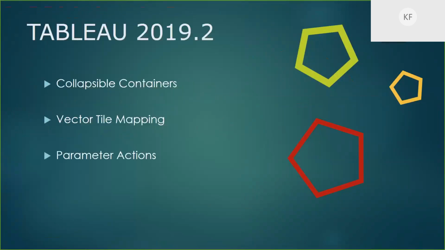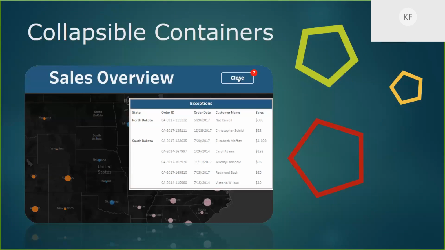Anyways, all right, today we're going to talk about 2019.2 new features. The 3 things we're going to talk about are collapsible containers, vector tile mapping, and parameter actions. These are game changers, in my opinion. All 3 of them really open us up to so many different things that were really difficult or impossible to do in previous versions of Tableau. So, all right, let's talk about collapsible containers.